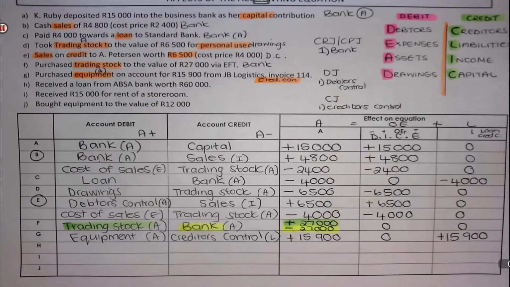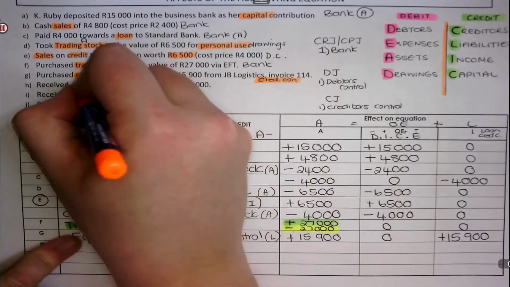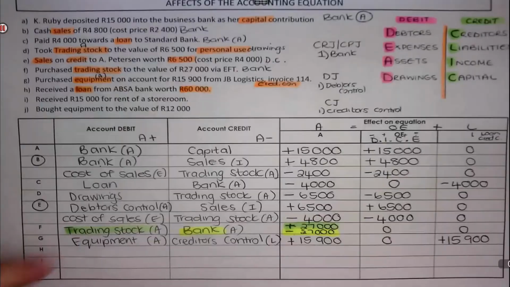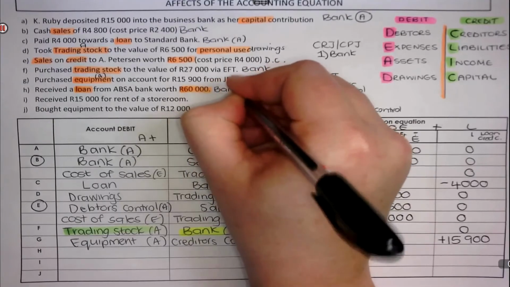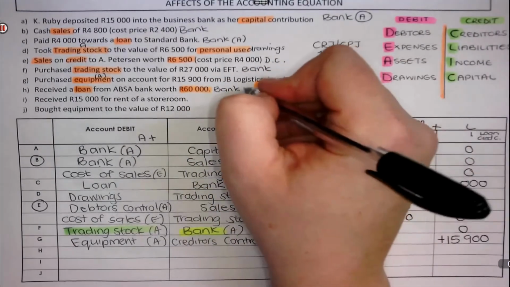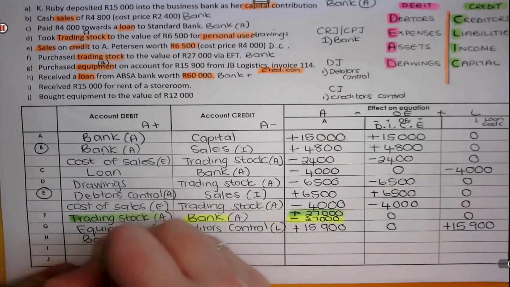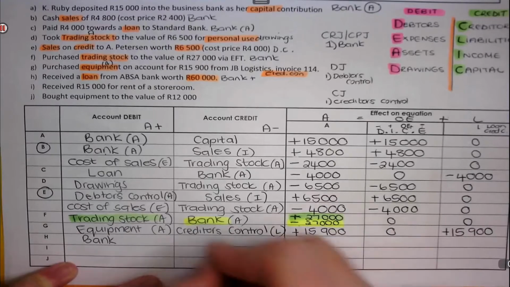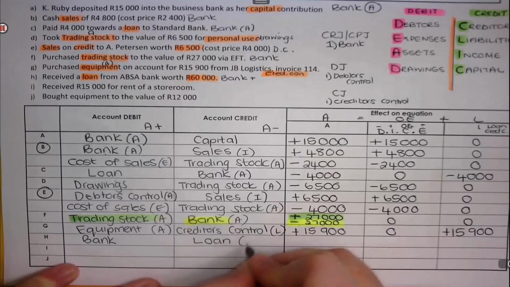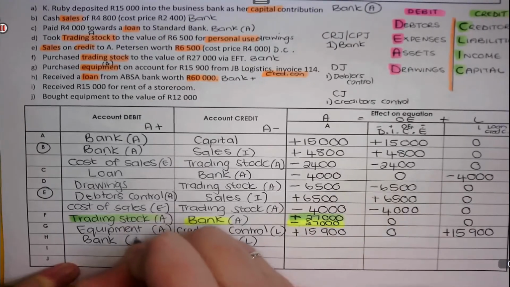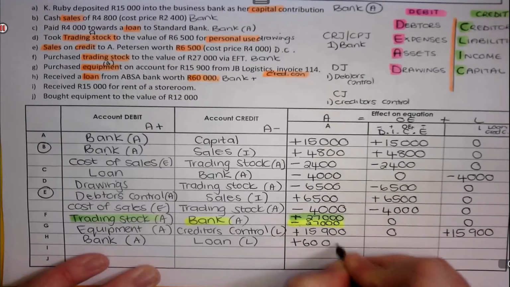Third last one, number H. You received a loan from Absa Bank worth 60,000. So if you receive something now, it's going to affect your bank account. Is your bank going up or down? If you're receiving money, even if it's a loan, your bank is going up. Bank goes up on the debit side. And what is the other account? Loan. My liabilities are increasing because I have taken out more money.